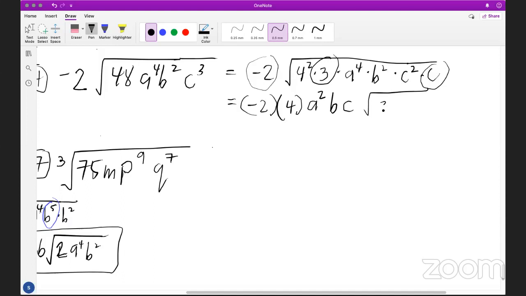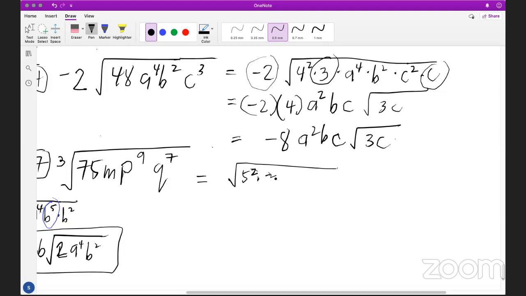If this is equal to negative 8 A squared BC times square root of 3C. Okay, how about this one? Yung 75 ba, ano yung factors niyan? 5 squared times 3. So actually, irrelevant siya kasi hindi na natin siya malalabas. M, hindi rin natin malalabas. P raised to 9. Ang 9 is divisible by 3. So, perfect cube yan. And Q raised to 6 para maging divisible by 3 times Q raised to 1. So, ano yung mga malalabas natin dito? Ito lang. Yung P and Q.